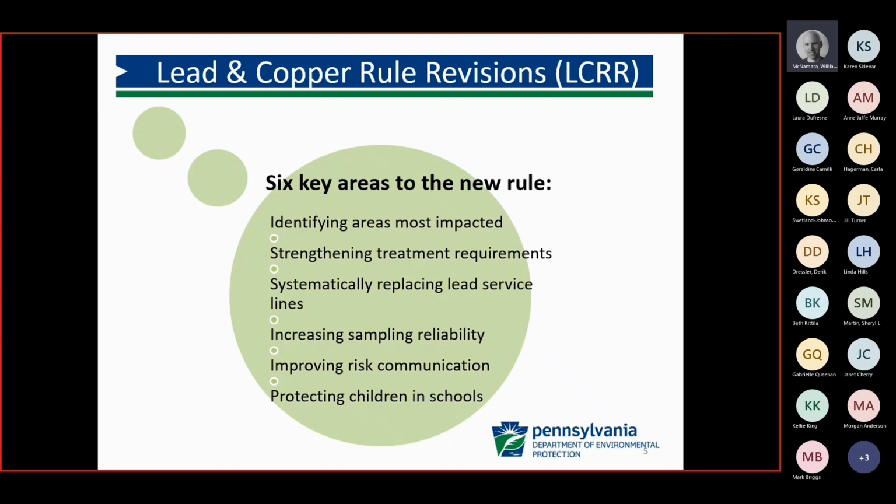Also, strengthening treatment requirements through additional CCT, systematically replacing lead service lines, increasing sampling reliability, making sure that water systems are actually sampling at the locations they should be, improving risk communication through some additional public education and public notice requirements, and then also protecting children in schools. And this is through new school sampling and child care sampling requirements. So there's a lot that is in the new regulation. This would take days to cover right now. So all we're going to cover today is just the top piece, which is that inventory.